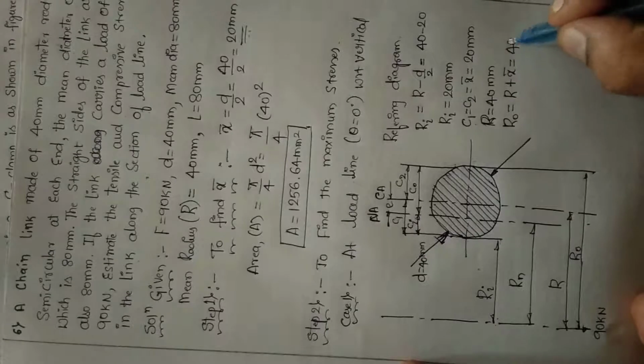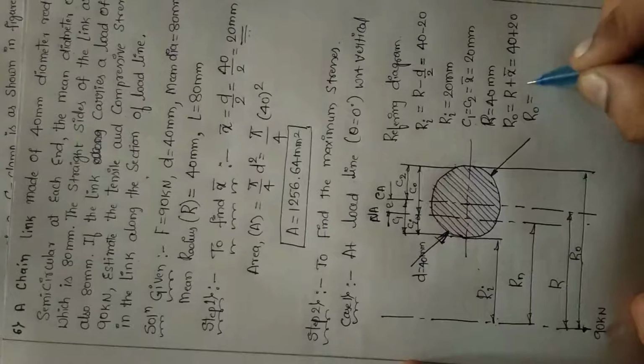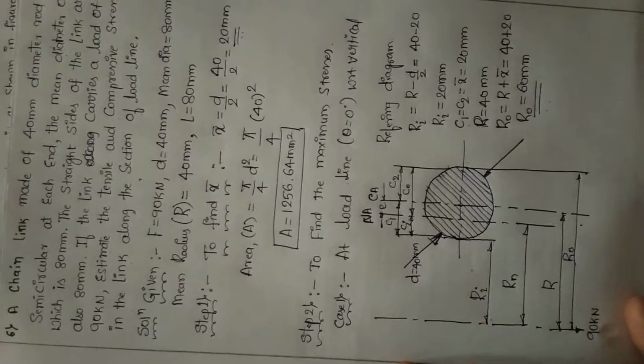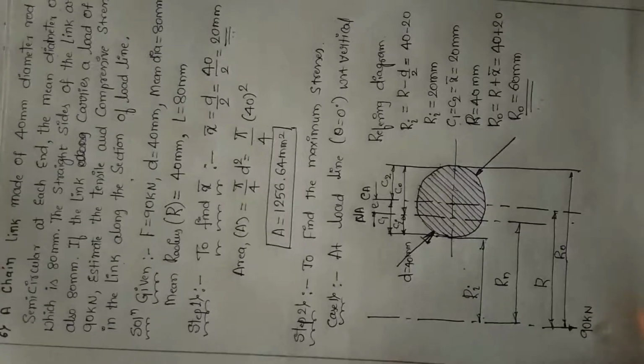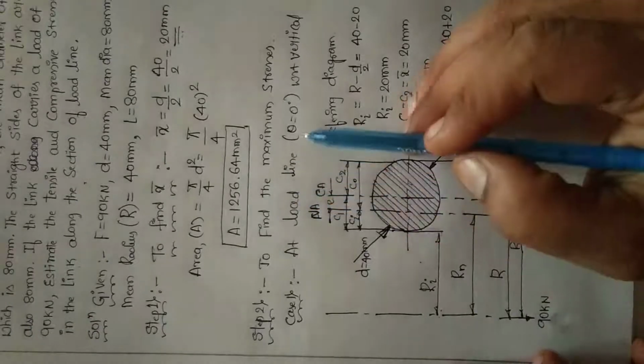So R is 40, X dash is 20, R naught will be 60 mm. Okay, so these are the notations we have got. Fine. So now we shall find the moment. What will be the moment M? I know the moment M when theta is equal to 0 degrees.